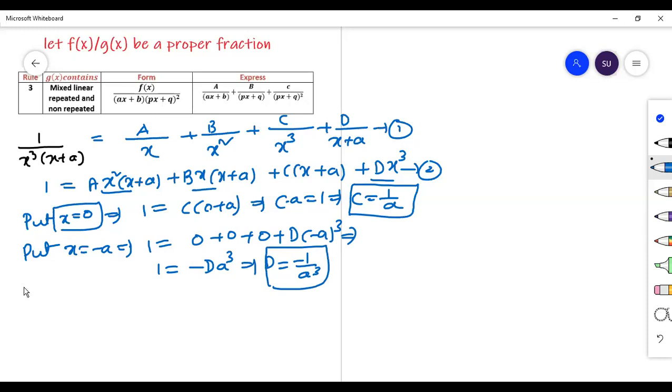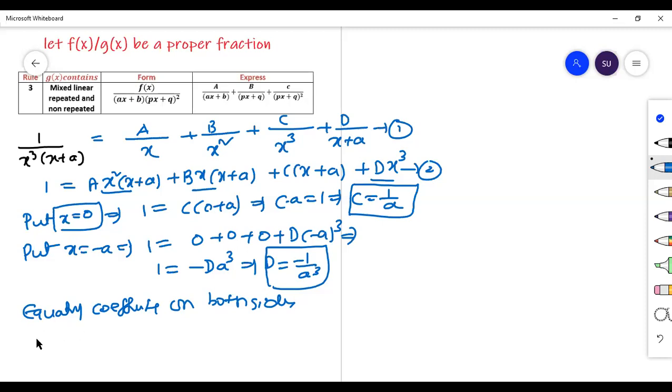Next, let us equate the coefficients on both sides. Why are we substituting values before equating coefficients? Because by substituting we get two values, and only two more values need to be found. If you already know two values, finding the other two is easy.